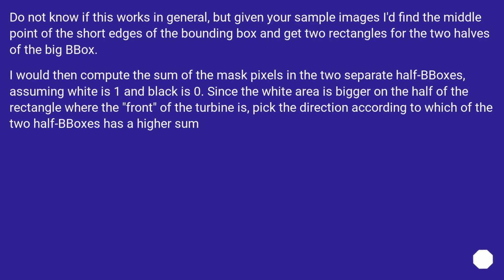Do not know if this works in general, but given your sample images, I'd find the middle point of the short edges of the bounding box and get two rectangles for the two halves of the big B box. I would then compute the sum of the masked pixels in the two separate half boxes, assuming white is 1 and black is 0. Since the white area is bigger on the half of the rectangle where the front of the turbine is, pick the direction according to which of the two half boxes has a higher sum.